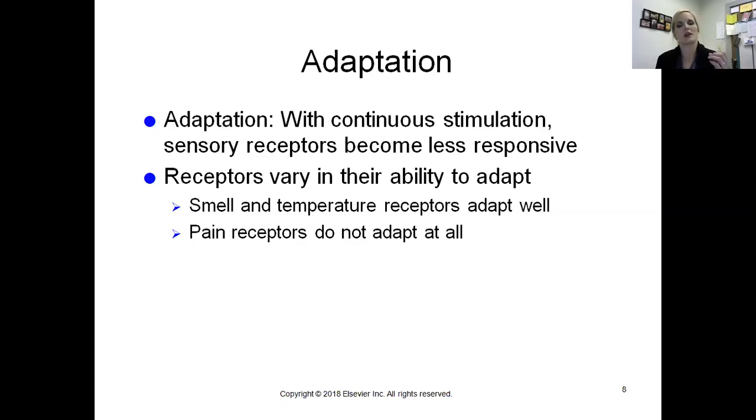What I mean by adapt, imagine, and I'm sure you've all experienced this, you walk into a room and there is, let's say, a vanilla candle burning. You get this overwhelming sensation of vanilla, right? That candle smells phenomenal. Let's say you sit in there for about 20 minutes and that smell is not as strong as it was when you first walked in. Then you have to use the restroom, you're gone for about 5 minutes, you come back and that overwhelming sensation of vanilla is there again.